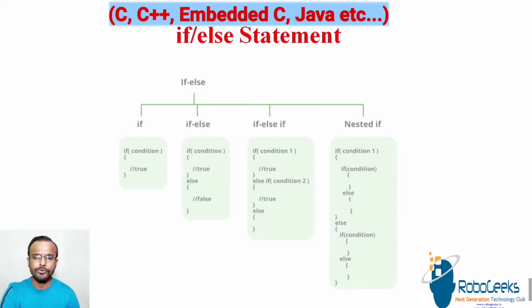So if else can be used in four different ways. This is the if else condition. This can be used in four different ways. That is only the if condition. If the condition inside this bracket of if is true, it will execute this command inside curly braces.